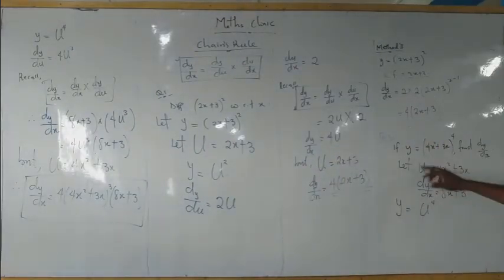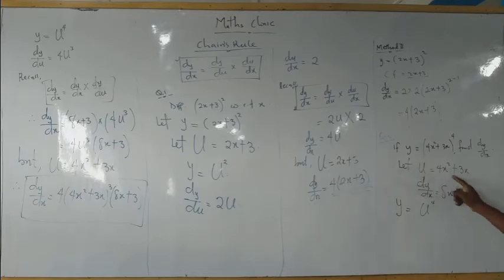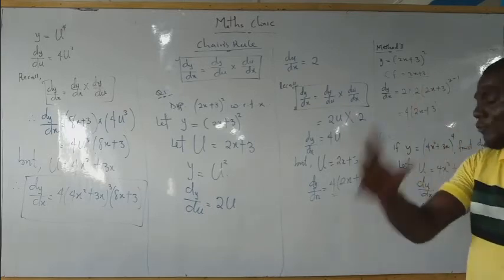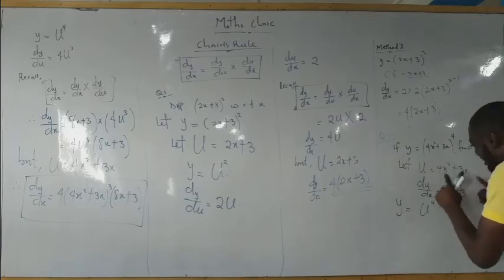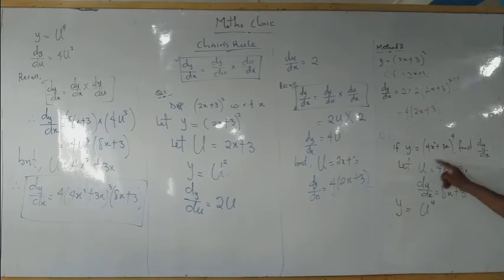Okay, so now u equals this. We make u represent this, 4x squared plus 3x. Then you differentiate u with respect to x. This will act as well as the domain function, that is the independent variable. So you differentiate this with respect to this. So that becomes du/dx equals 8x plus 3.